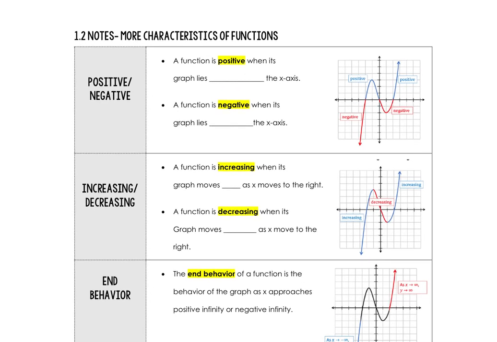So what we're going to do is we're going to look at one feature at a time, and then we'll practice it. So like we will do positive and negative and then practice, then we'll come back and do this and practice, and then we'll do this.